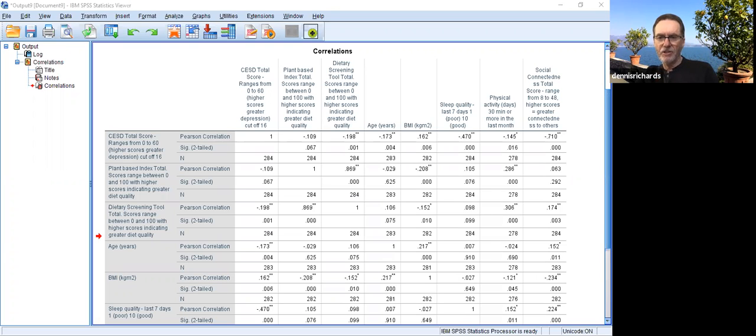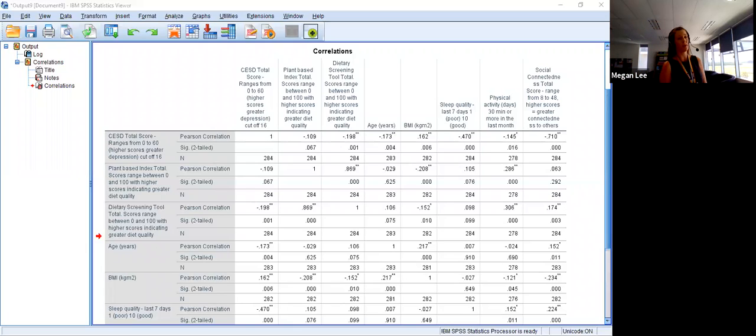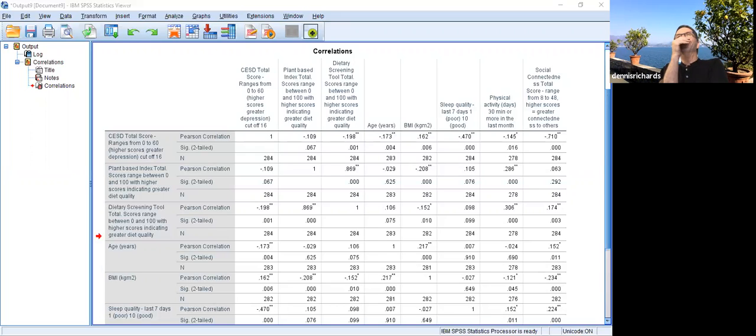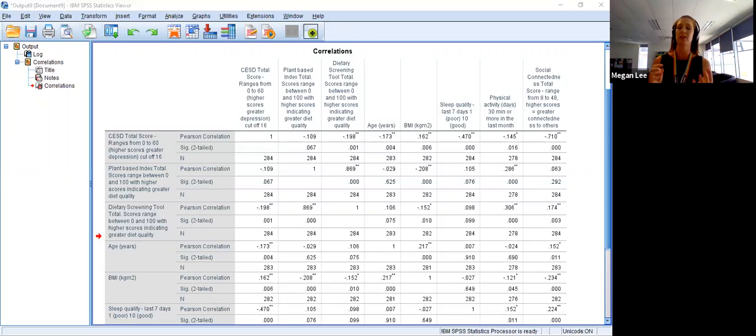One of the interesting things about this is that the only thing that came out not significant was our plant-based dietary index, which is our independent variable. But that's okay, because that's not our question. Our question in this paper is not what is the relationship between diet and depression in the whole population. Our question is what are the differences between vegans, vegetarians and omnivores. So it's okay that that is not significant across the population. We need to see whether it is significantly different across the groups.